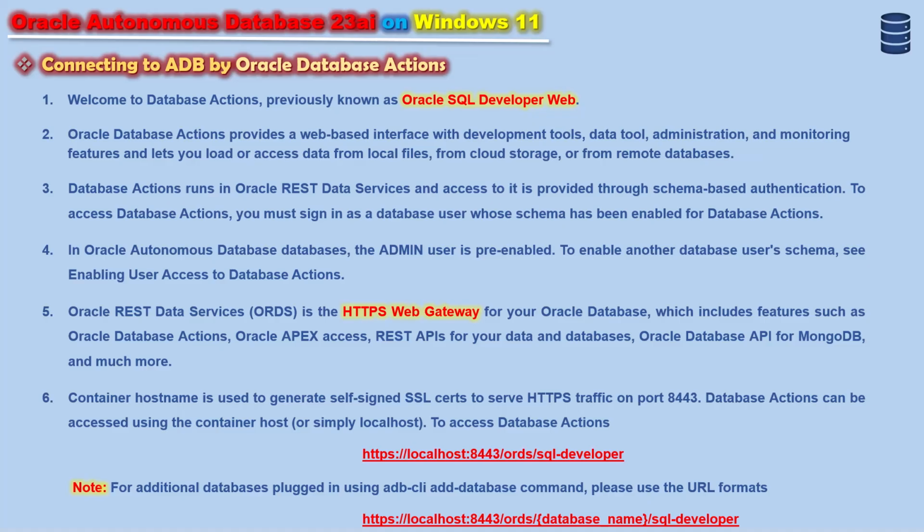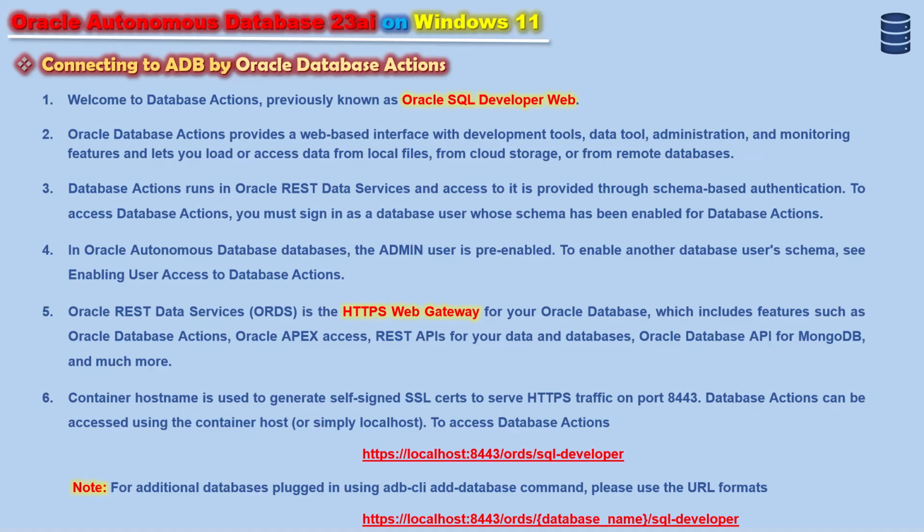To access Database Actions, you must sign in as a database user whose schema has been enabled for Database Actions. In Oracle Autonomous Database databases, the admin user is pre-enabled. To enable another database user's schema, see Enabling User Access to Database Actions.